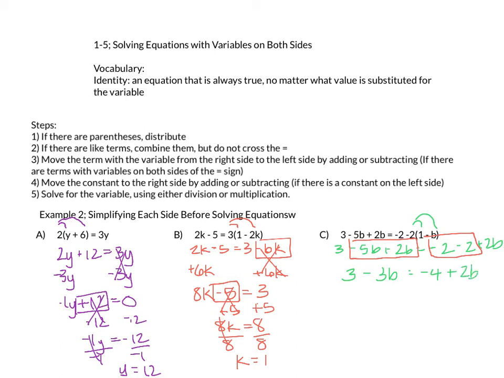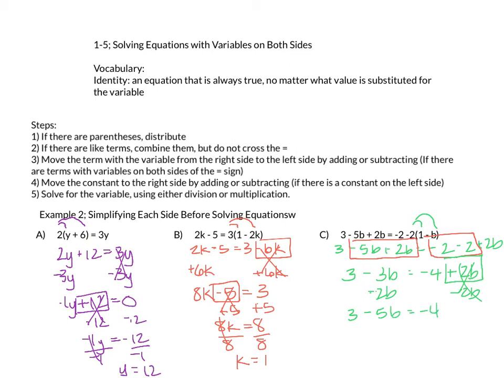The next step says to move the variable term from the right side to the left side. The variable on the right side is positive 2b. The opposite of positive 2b is negative 2b. So we subtract 2b from both sides. So these cancel because they're opposites, and we get 3 minus 5b equals negative 4.